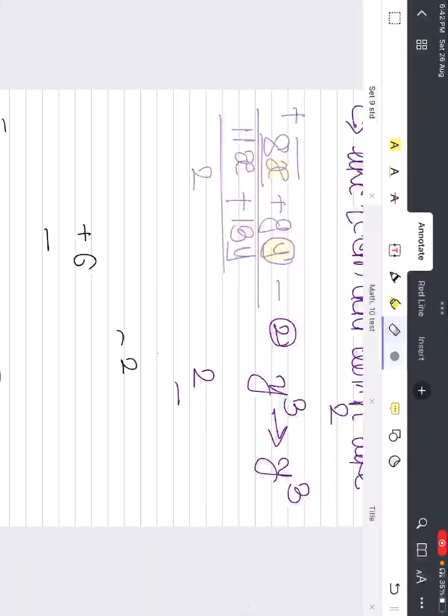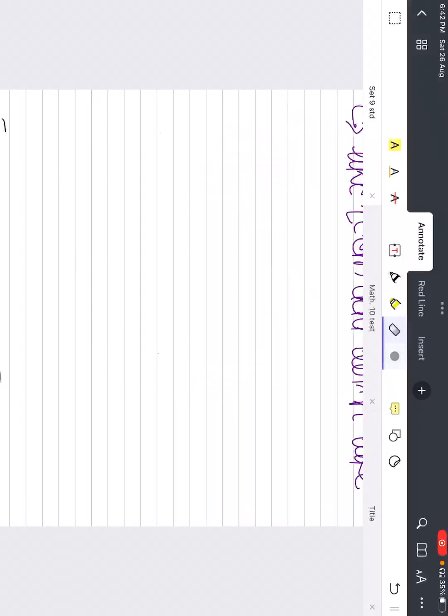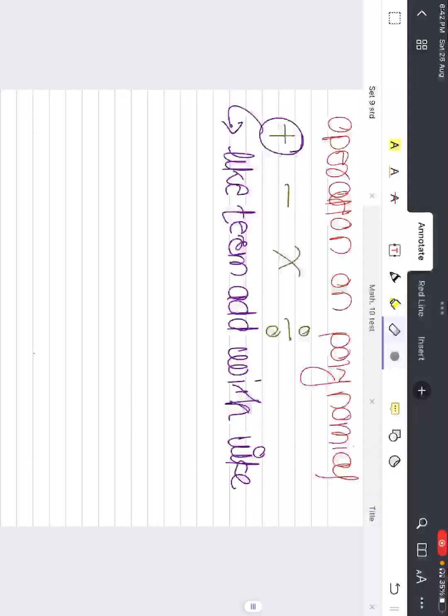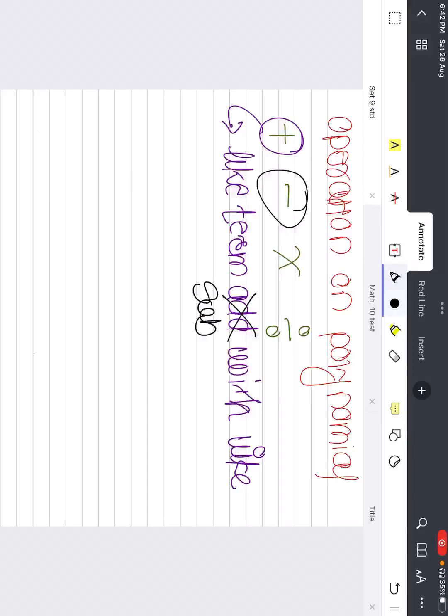In this case also, the same format we have to follow: like terms will add with the like terms. Now we are talking about a negative or subtraction of this term, so just replace this word. So like term subtracts with a like term. Okay. So whichever like term it is, it will subtract only with that like term.